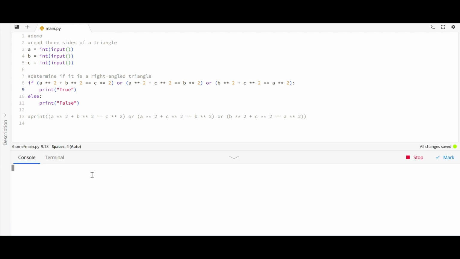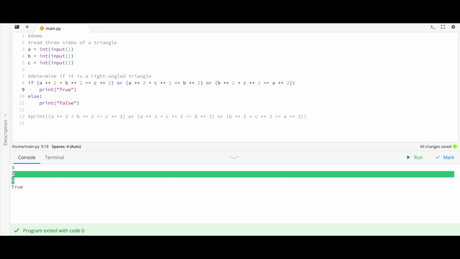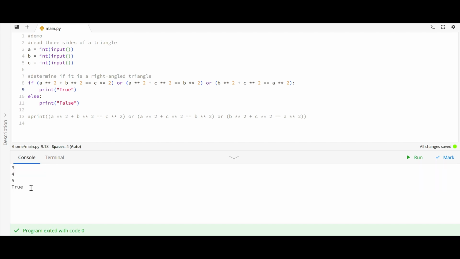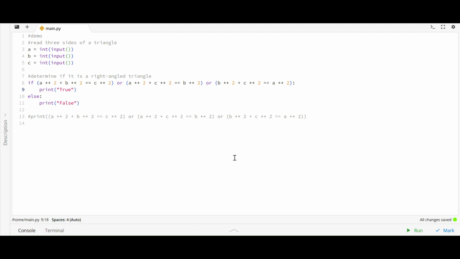Let's try 3, 4, and 5. And obviously it's a right angle triangle, and our program successfully returns true. And let's try 1, 2, 3, which is not a right angle triangle, and it returns false. Okay, so this basic program does its work, and probably we can try something else.